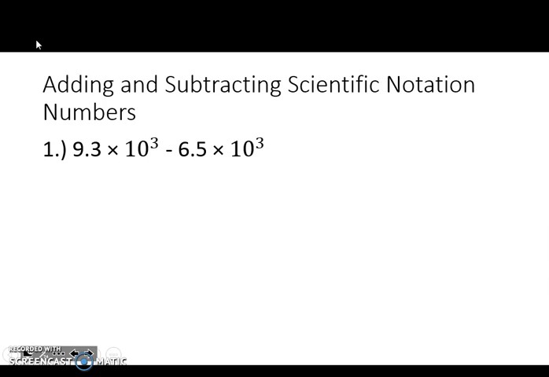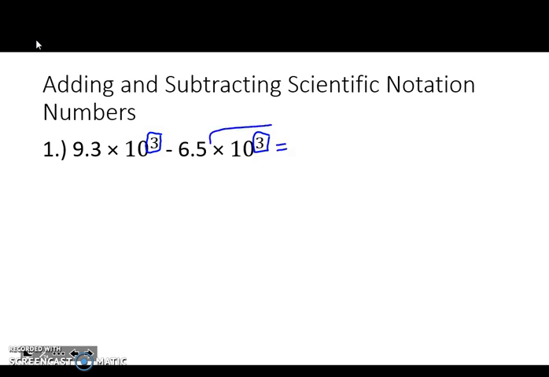All right, so the first problem is 9.3 times 10 to the third minus 6.5 times 10 to the third. In order to be able to add or subtract numbers that are written in scientific notation, they have to already have the same exponent. If they don't have the same exponent, then we can't add or subtract them, okay? All of the problems, though, should already have the same exponent.